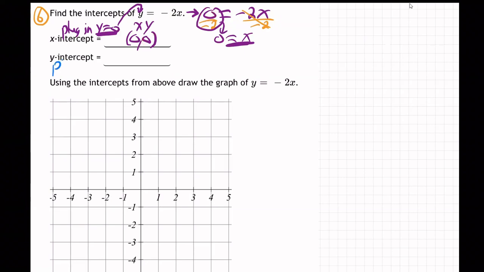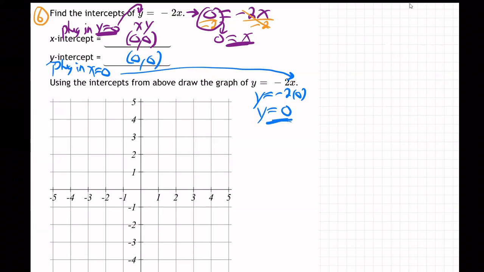Now, if we do the second point, it's going to be the exact same thing. Because to find a y-intercept, remember, for intercepts, you always plug in the opposite letter as 0. So to find a y-intercept, you plug in x equals 0. So now I would take the equation right here and plug in x equals 0. So I'd get y equals minus 2 times 0, which is just 0. So there it is again, (0, 0). I plugged in x equals 0, got y equals 0. So that's the same point twice, isn't it? It's right here. It's (0, 0).